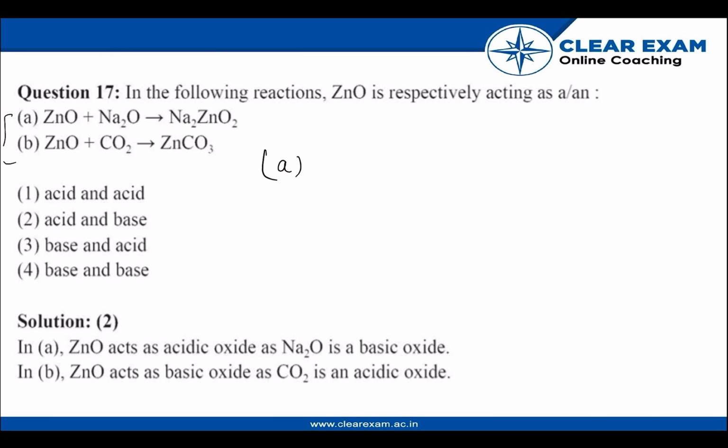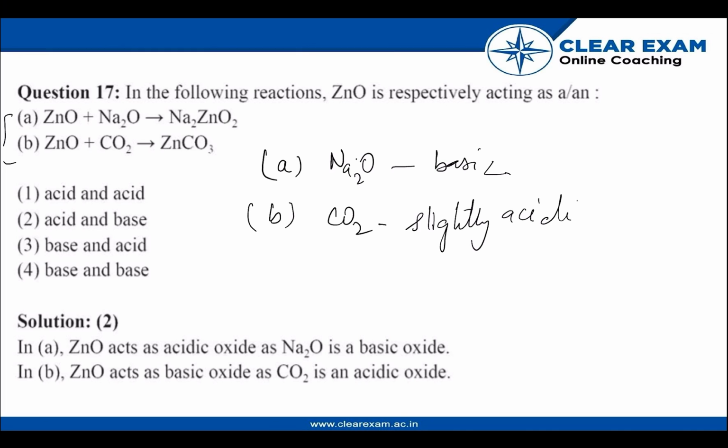ZnO is acting as an acid, as Na2O, as we know, is basic in nature. And in B, ZnO is acting as a base, since CO2 is slightly acidic in nature. So the correct answer is acid and base. That is option second.